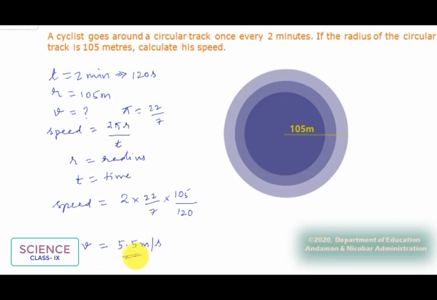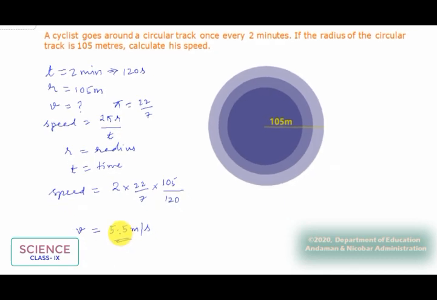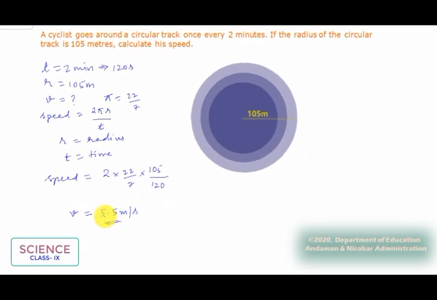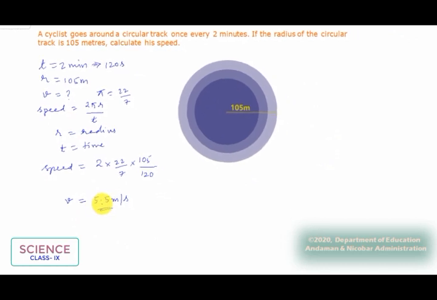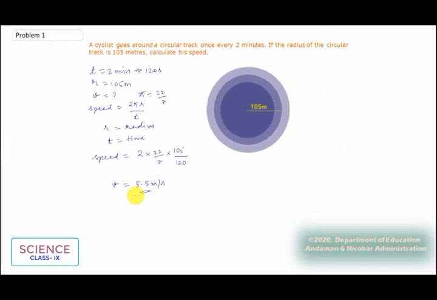So this is the speed when a cyclist goes around a circular track once every 2 minutes with a radius of 105 meters. So this way the speed acquired by a body in a uniform circular motion can be found out. Hope you understood how the first question is solved.